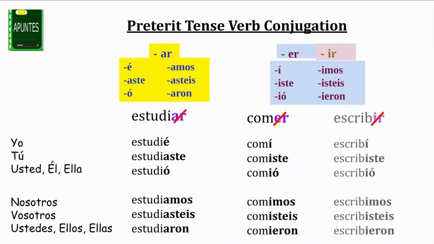Y ahora el verbo escribir. As we mentioned before, IR verbs have the same endings as the ER verbs when we conjugate in the preterite tense. Repetir, por favor. Yo escribí, tú escribiste, él escribió, nosotros escribimos, vosotros escribisteis y ellos escribieron.